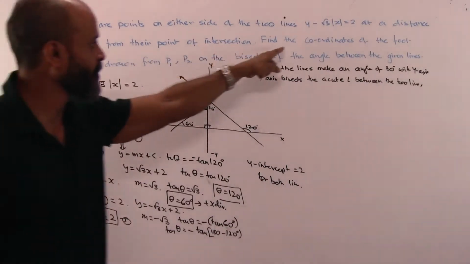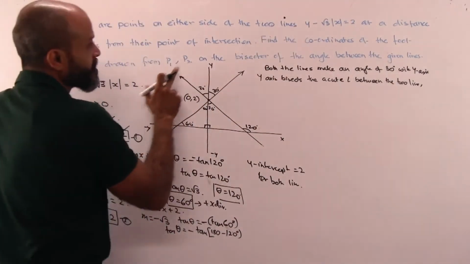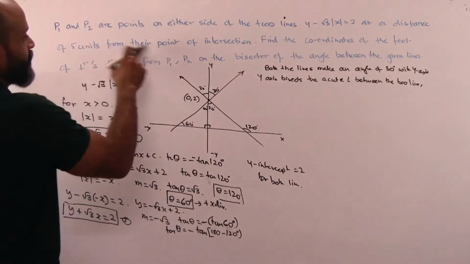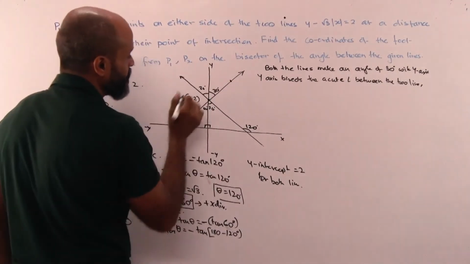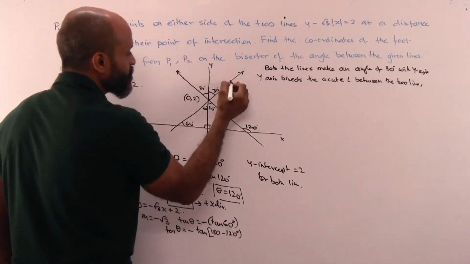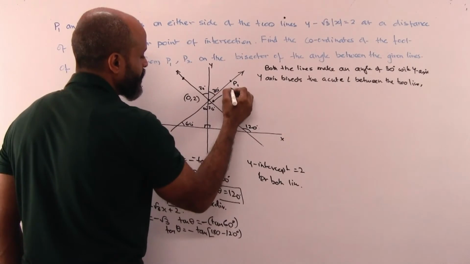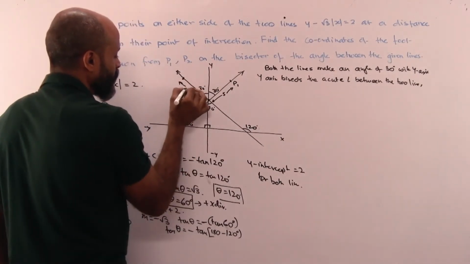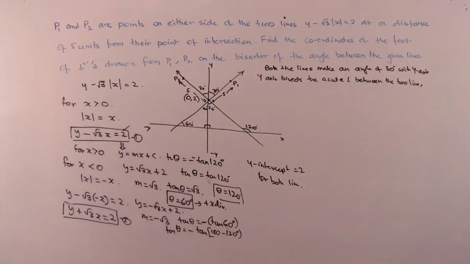Now what do you have to find out? P1 and P2 are points on either side of the two lines at a distance of 5 units from the point of intersection. So this is the point of intersection, let's say this is P1 and this is P2. This is 5 and this is also 5. Find the coordinates of the foot of the perpendiculars drawn from P1 and P2.